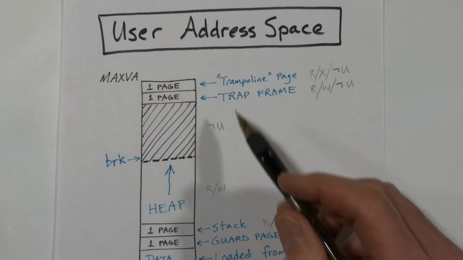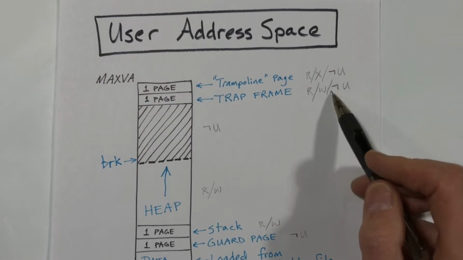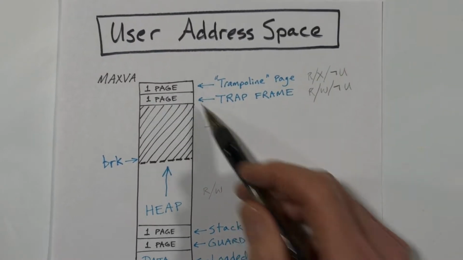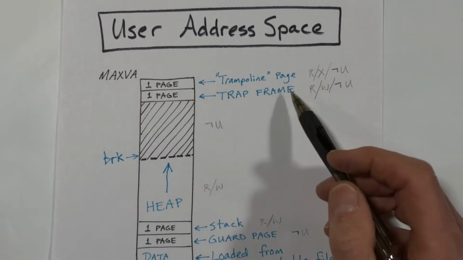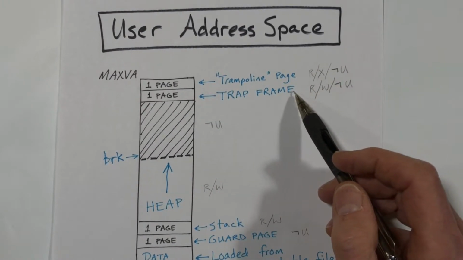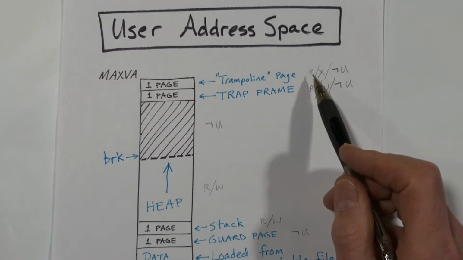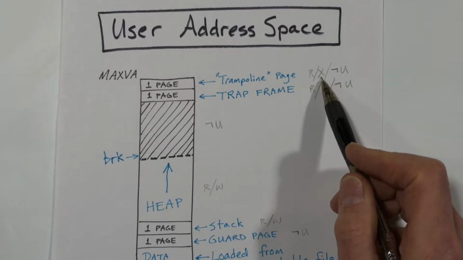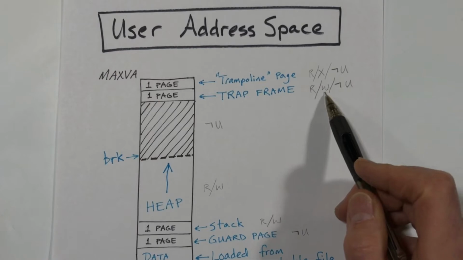The user's page table will mark these two pages as not accessible in user mode. So if the user code tries to access them, it will get an error. So they're sort of invisible to the user code. The trampoline page will contain code, so it's marked readable and executable. And the trap frame page will contain data, so it's marked readable and writable.